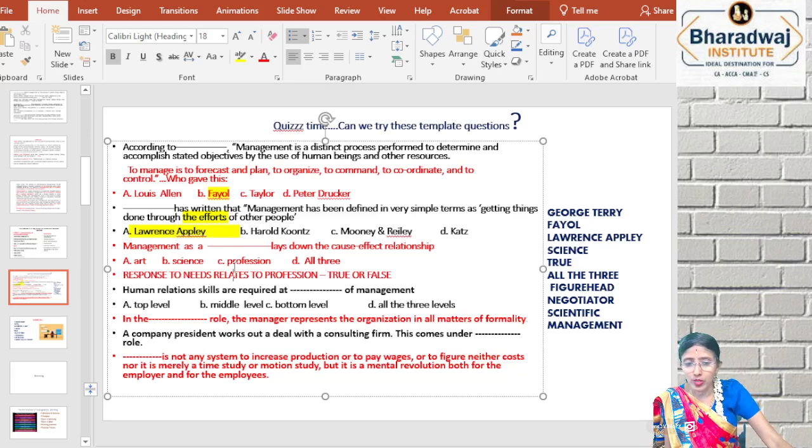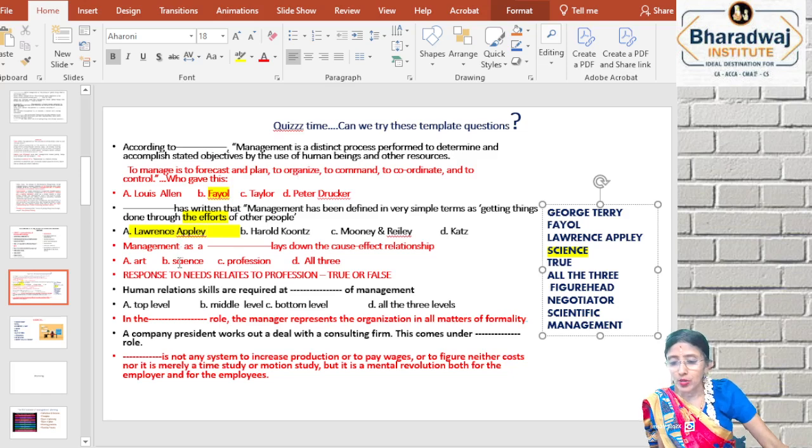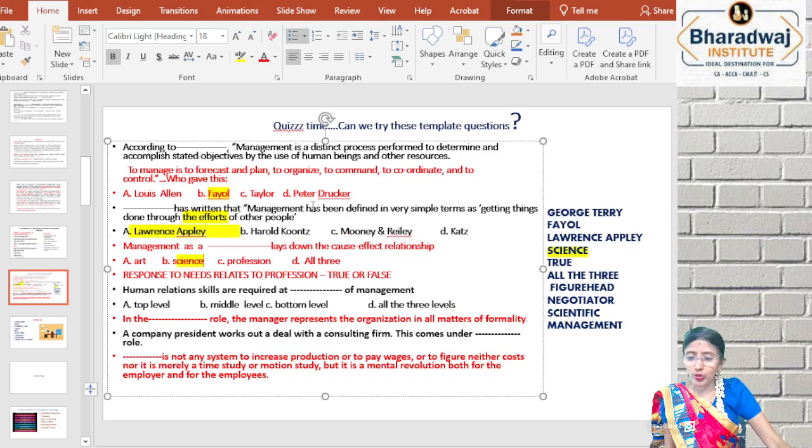Management as a dash lays down cause and effect relationship. It's a simple question, no? Science. Just now we saw, isn't it? Science is cause and effect relationship. Art is practical. Profession is evolving. Okay. So science is the correct answer. Response to needs relates to profession. True or false? True. Very good. Excellent.